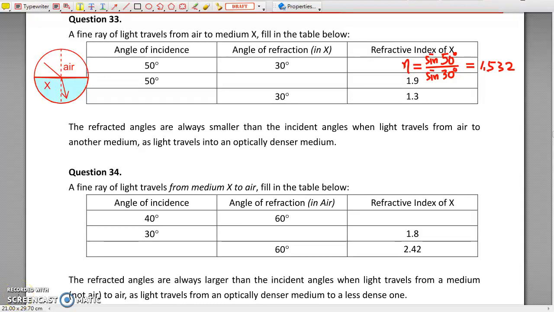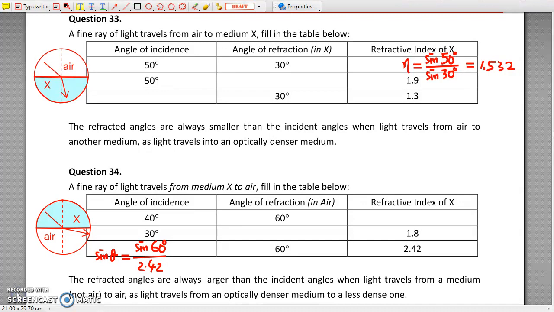And what about question 34? Let me show you part C. Now, sine 60 degrees over sine theta equals 2.42. And so, sine theta equals sine 60 over 2.42. That equals 0.357. And thus, theta is the inverse sine of 0.357, which is about 21 degrees.